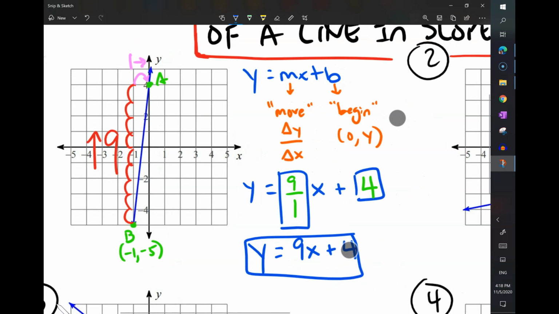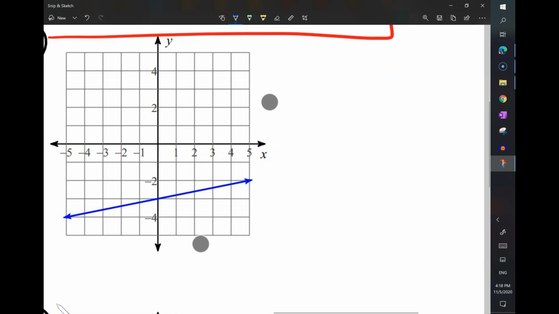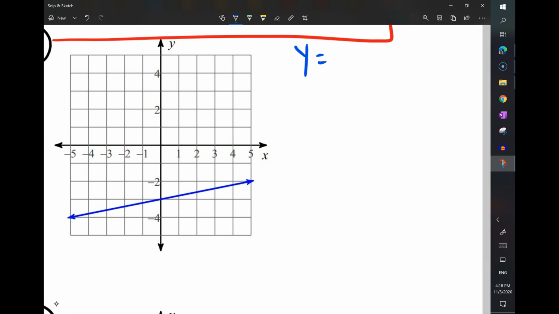Let's take a look at the next one over here. Again, we want to write this in slope-intercept form, which at the moment is y is equal to blank x plus blank. Okay, so we need a place where this line intercepts the y-axis, and that's where we begin. So if I track this line, I can see, right over here, I have my y-intercept, and that's at -3.